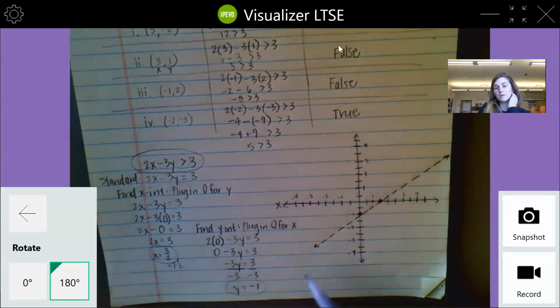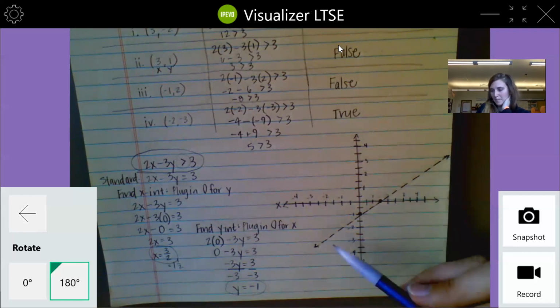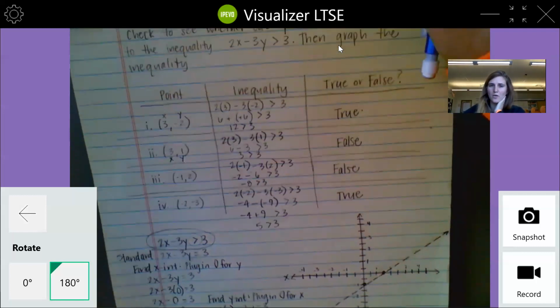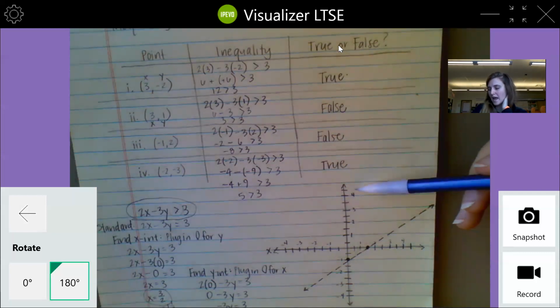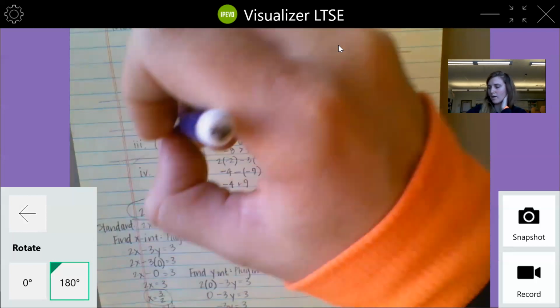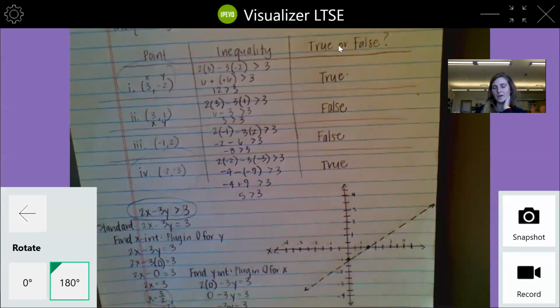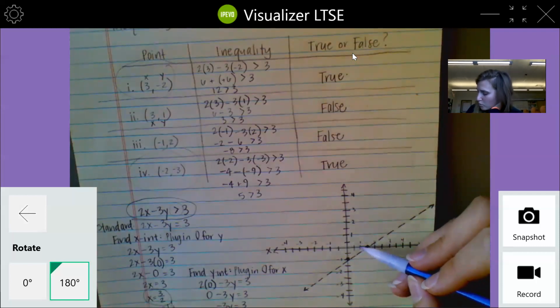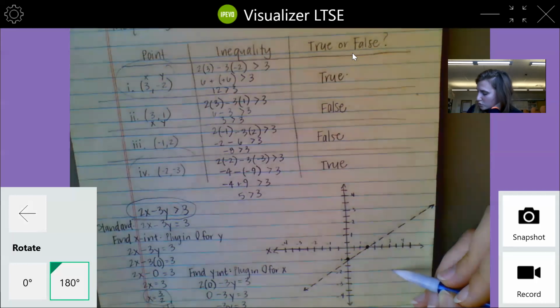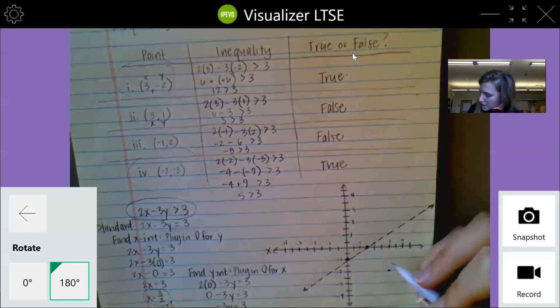Okay, so now I have my boundary line. And what I need to do now is take a look at these points that I tested out up here, and where those true points are, that's the area that I'm going to shade. That's the half plane that gives us the solution. So let's plot all 4 of those points. First we have 3, -2. So that's 1, 2, 3, negative 2. So that'd be right there. That's point 1.